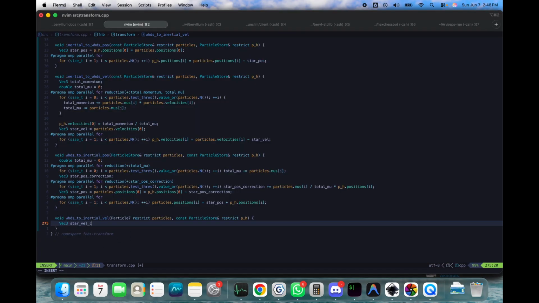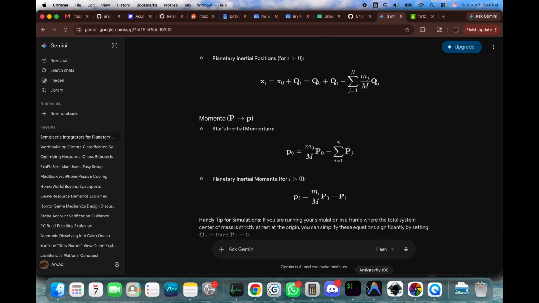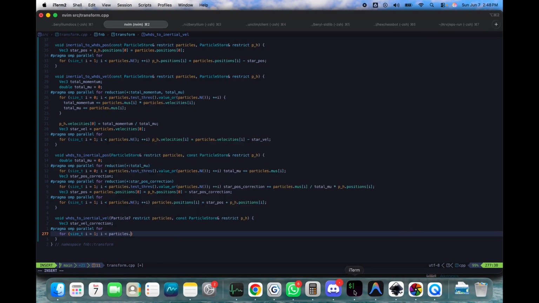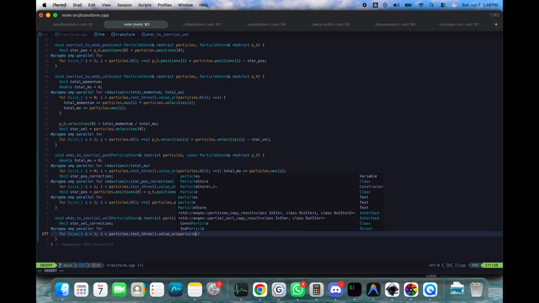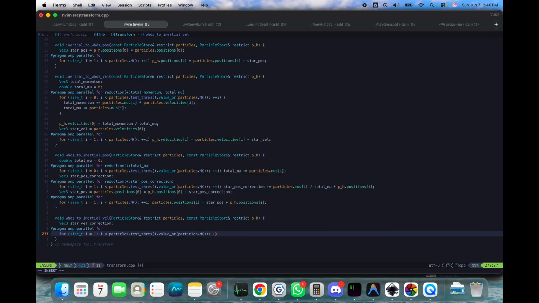Vec3 star vel correction. Pragma omp parallel for, size_t I equals 1, I is less than all the way up to particles.n plus I. And we say star vel correction.